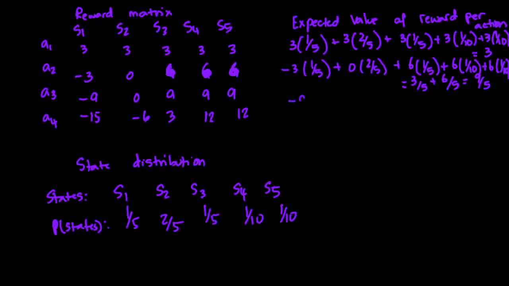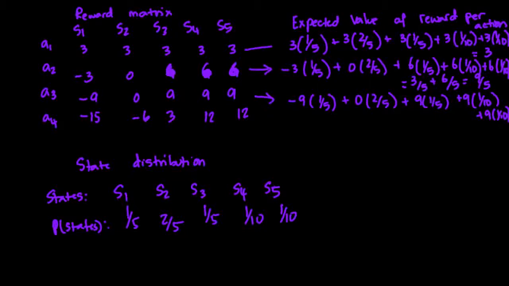So -9 times 1/5 plus 0 times 2/5 plus 9 times 1/5 plus 9 times 1/10 plus 9 times 1/10. That's for the third action. Make space over here for the fourth one. I have 18 over 10, which is 9 over 5.